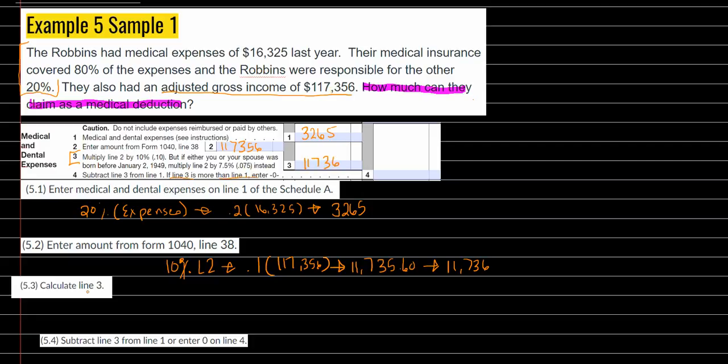Line 4 then says to subtract line 3 from line 1, or enter 0 on line 4. So if line 3 is more than line 1, so line 3 is more than line 1, in this case, yes, so we enter 0. So how much can they claim as a medical deduction? $0 is how much they can claim as a medical deduction.